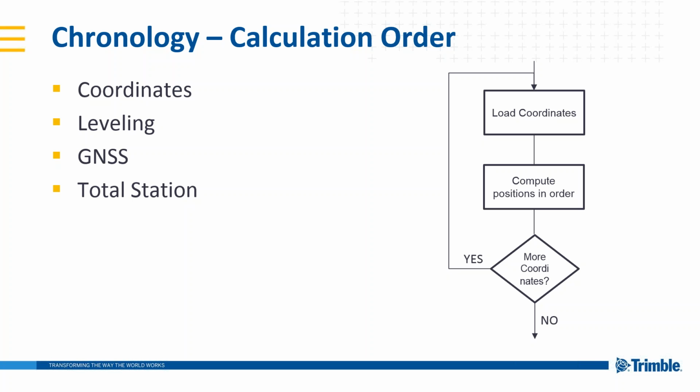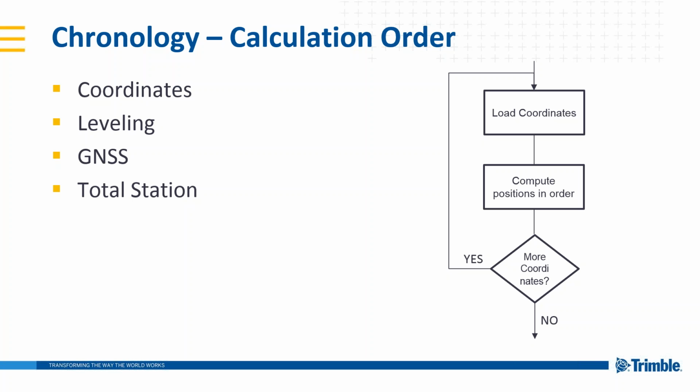So because the measurements are made in this particular order, if they all happen to have the same quality, then the chronology rule applies here as well. So for example, if we started with survey quality coordinates, we had survey quality leveling observations, survey quality GNSS measurements, and survey quality total station measurements, then you would see that coordinates would have a greater influence over leveling, leveling would have a greater influence over GNSS, and so on.